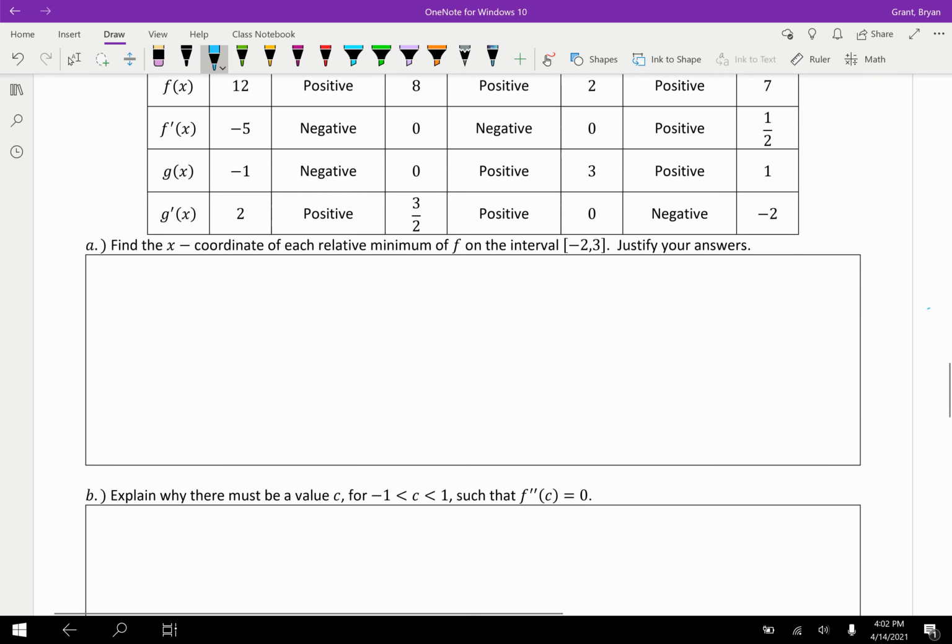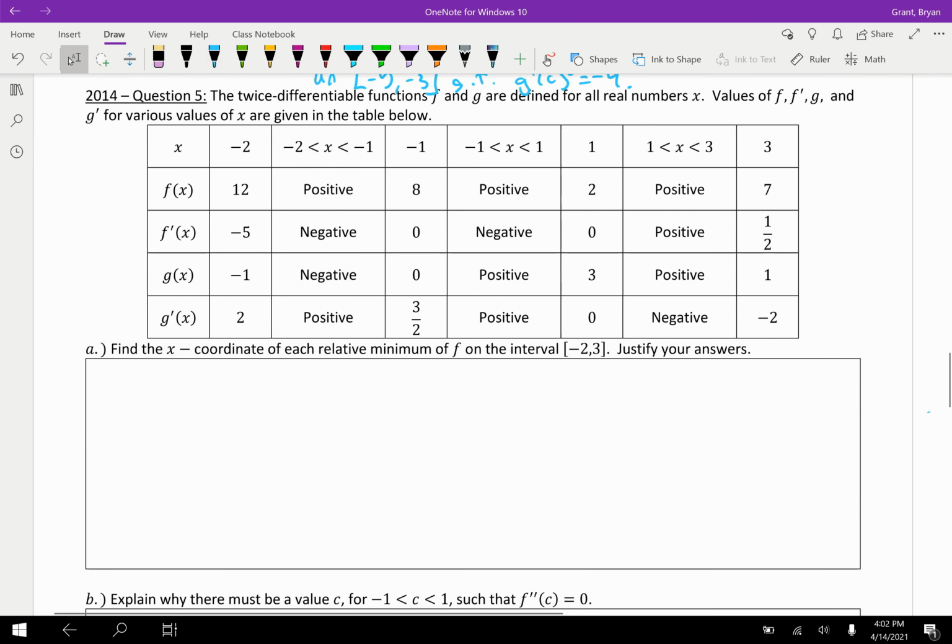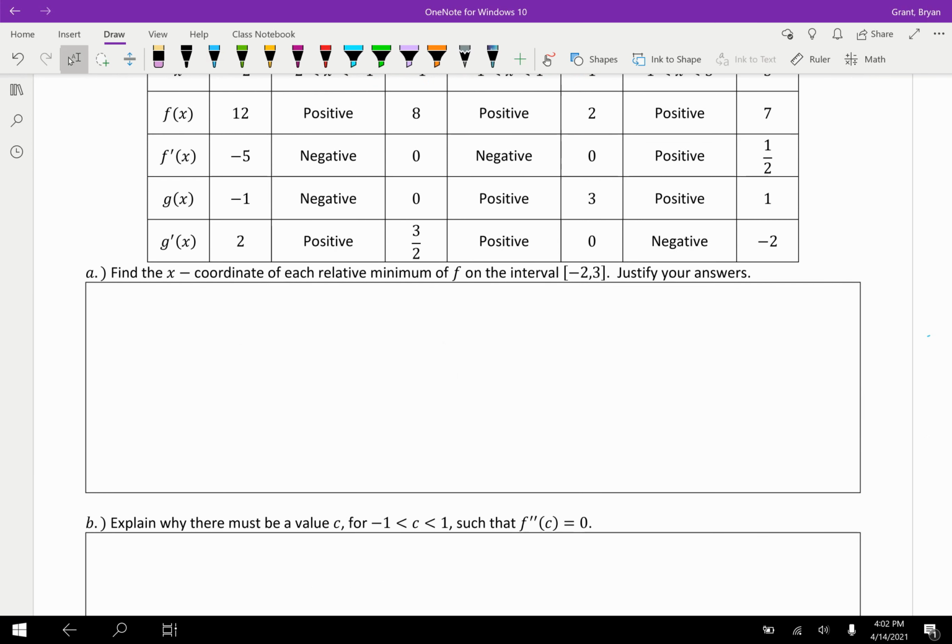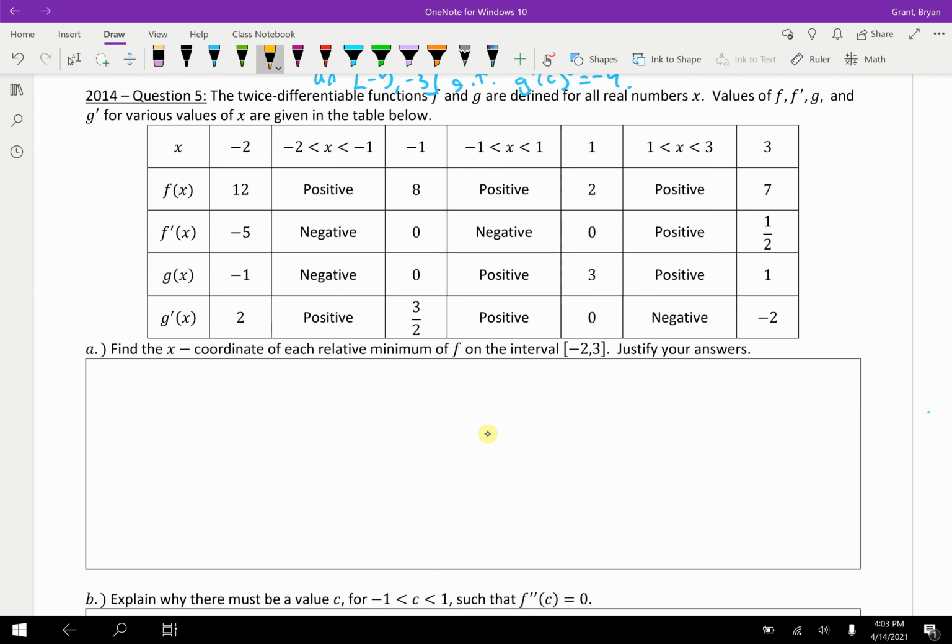So find the x-coordinate of each relative min from -2 to 3. Well, we should backtrack. To find relative mins, what do we do? Well, we start with finding our critical points. And so we should set f prime of x equal to 0, or determine when f prime of x does not exist. And what are our answers here?